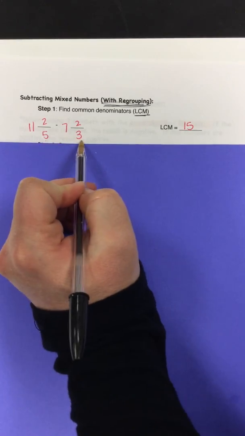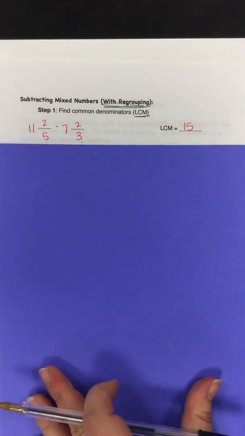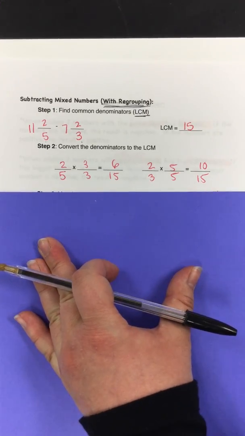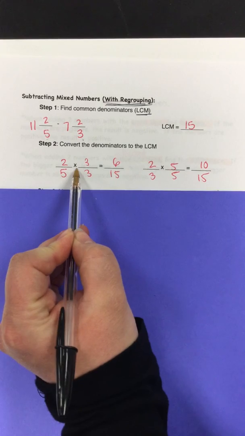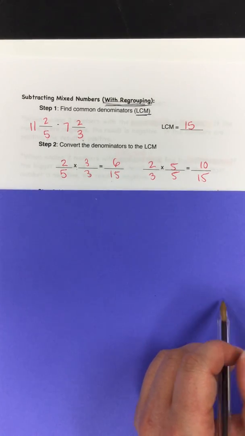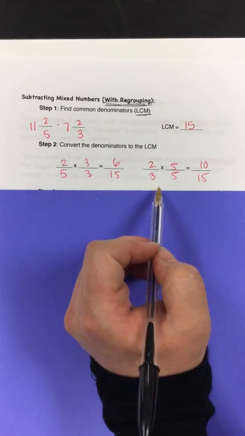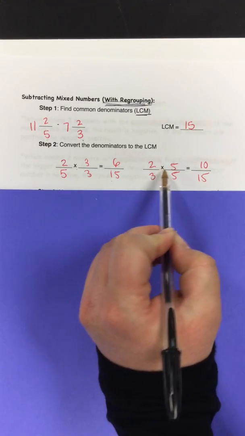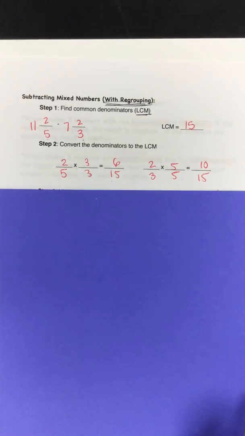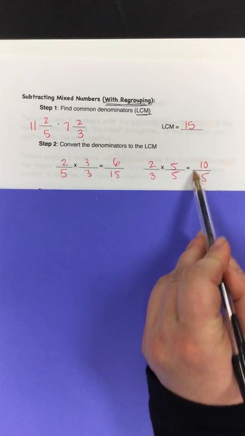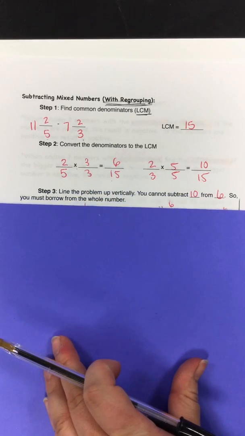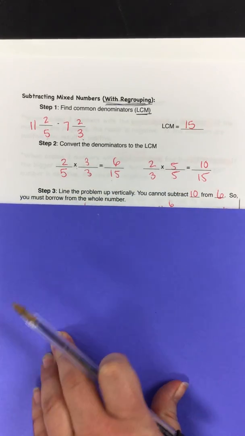Between 5 and 3, we have a least common multiple of 15. So we're going to convert the denominators to 15. 2/5 multiplied by 3/3 would give us 6/15 as our equivalent fraction. Now we have 2/3 multiplied by 5/5, which gives us 10/15. Again, this is an equivalent fraction to 2/3.